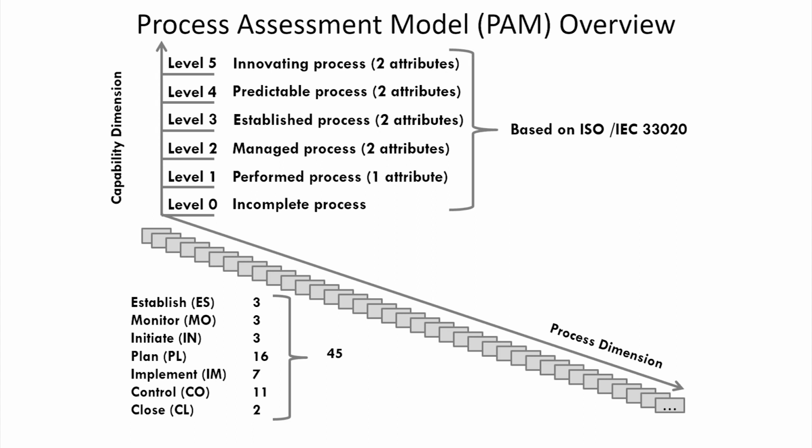So these levels each have names associated with them. Level 0 is an incomplete process, and the incomplete process provides risk to the organization. And you can see that I have performed process, I have a managed process, I have an established process, I have a predictable process, and I have an innovating process.